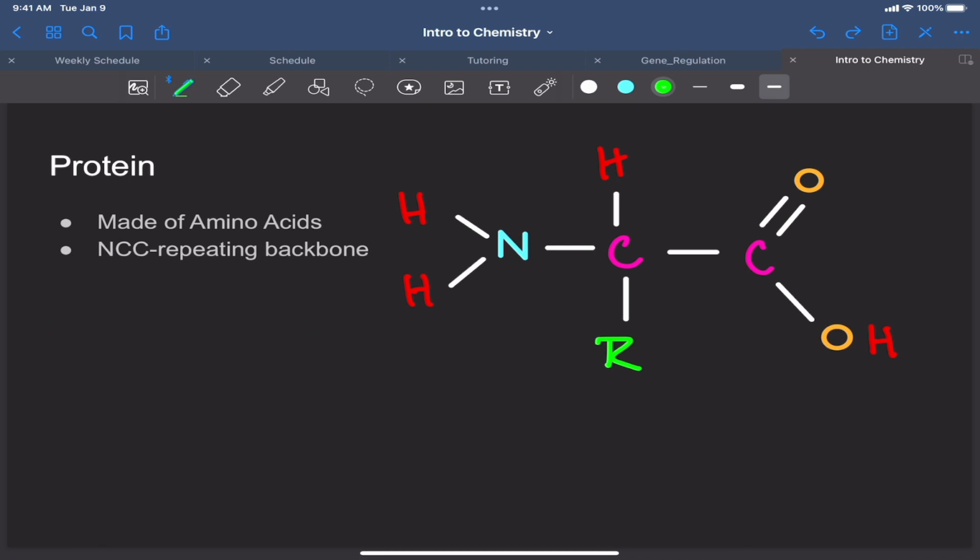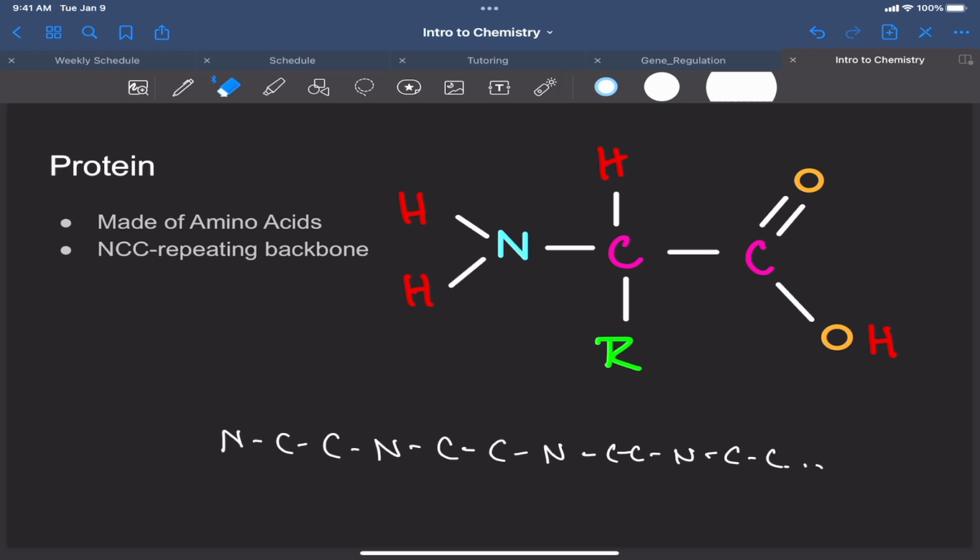But so the thing is, to identify a protein, look for NCC. You'll just see NCC, NCC, NCC, NCC, dot, dot, dot, going on forever and ever. That's a protein.